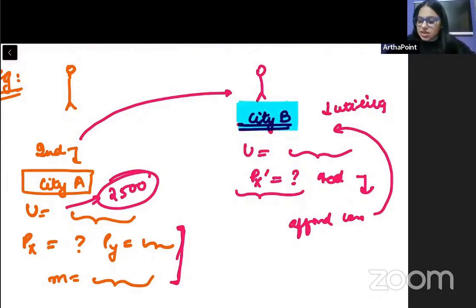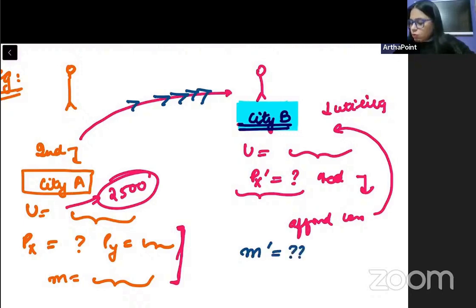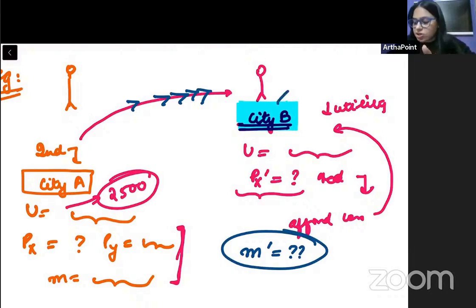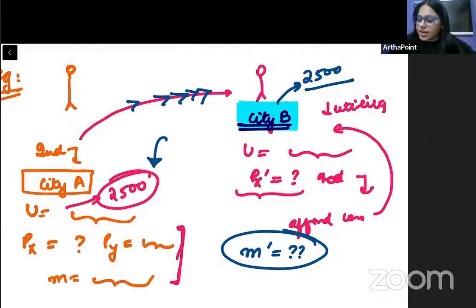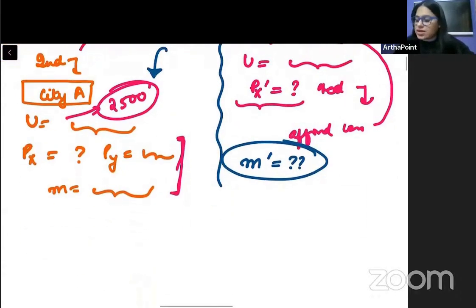This company will say, okay, you go to city B, but I will give you some additional income. I will give you some more money, but I will make sure that you get the same level of utility. If you were getting a utility of 2,500 here, I will ensure that you get the same utility there, even though the city is expensive. This is called compensating variation.